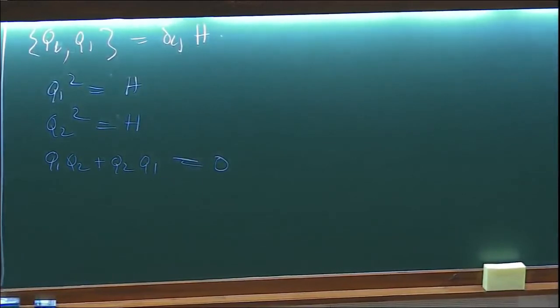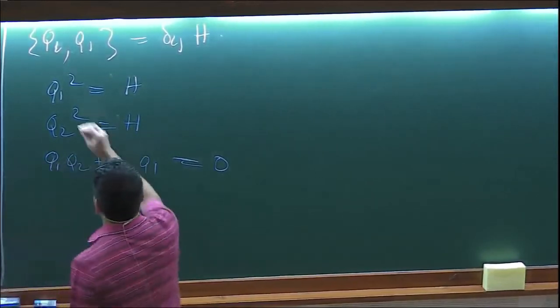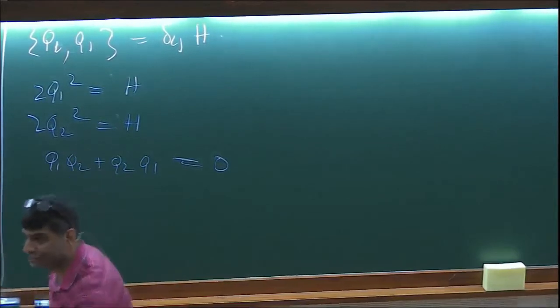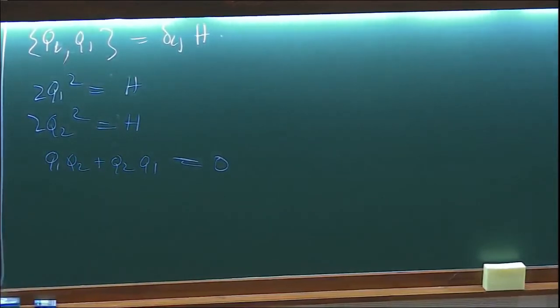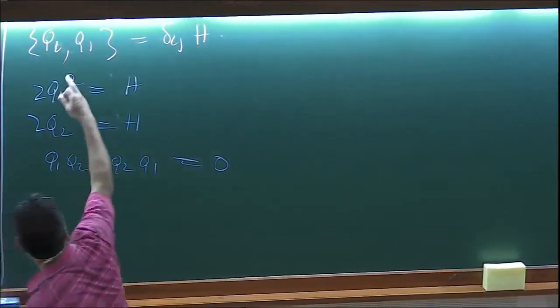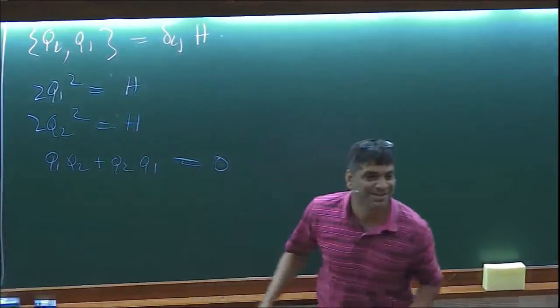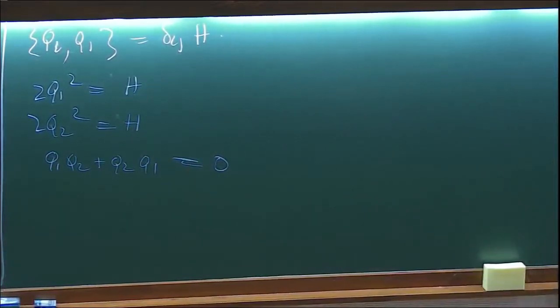Anti-commutator, yes. Oh, you're right. You're right. Thank you. 2Q. Thank you. That's it. That was the question. I'm sorry. Right, this was right in terms of commutators. It was wrong when I wrote the squares. Sorry about that. Thank you.